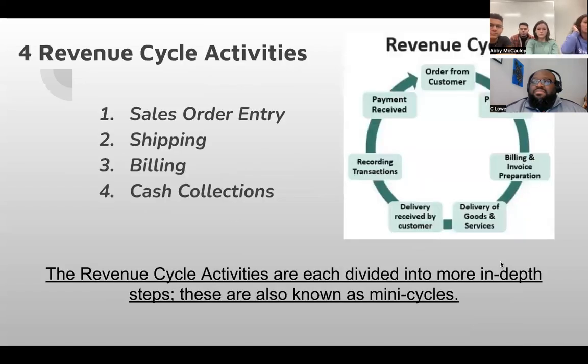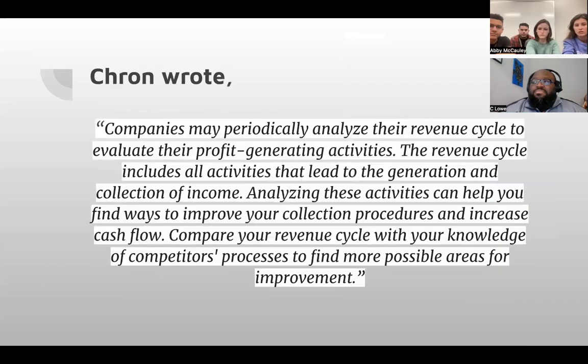So there are four revenue cycle activities. As you can see, there's an example flowchart on the right, and from 1 to 4, it goes sales order entries, shipping, billing, and cash collections. The revenue cycle activities are each divided into more in-depth steps. These are also what we call mini cycles.